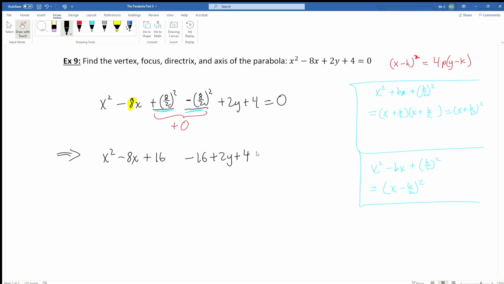4. Now, be careful not to make the mistake to add this out, because the whole purpose here was that now this trinomial that we have, x squared minus 8x plus 16, can be factored into x minus 4 squared. And then what do we have left here? We have plus 2y minus 12.